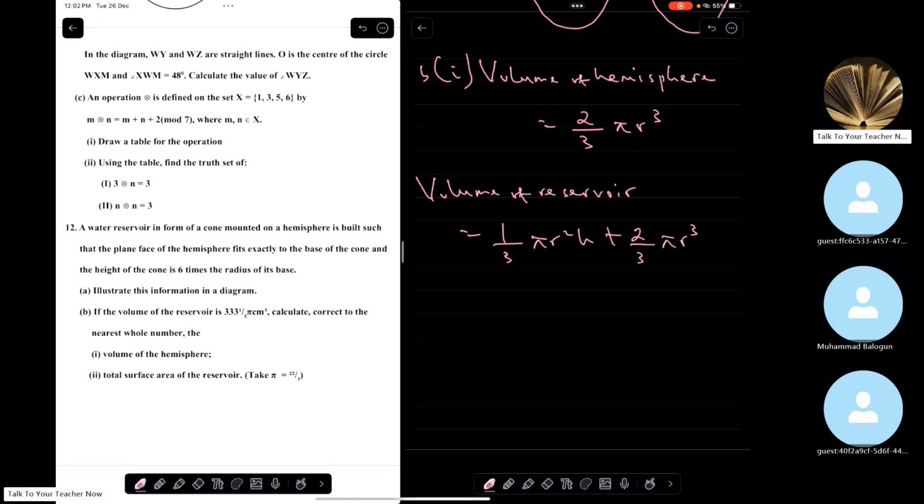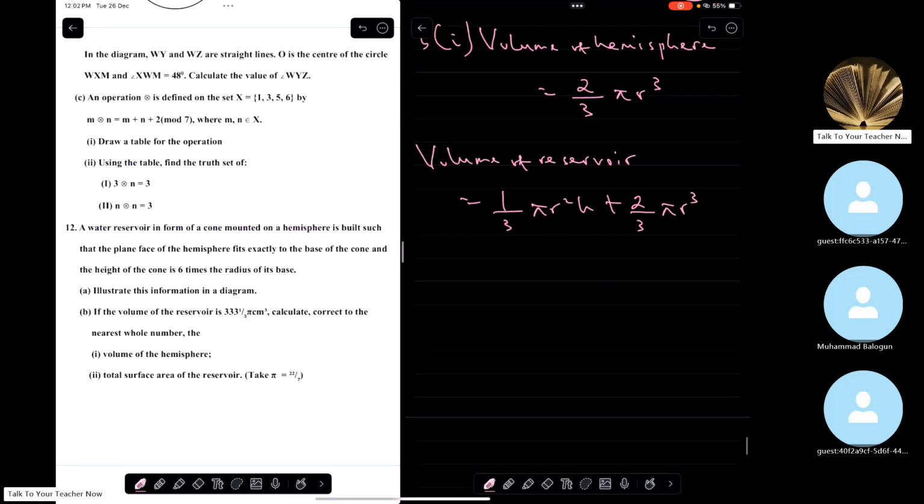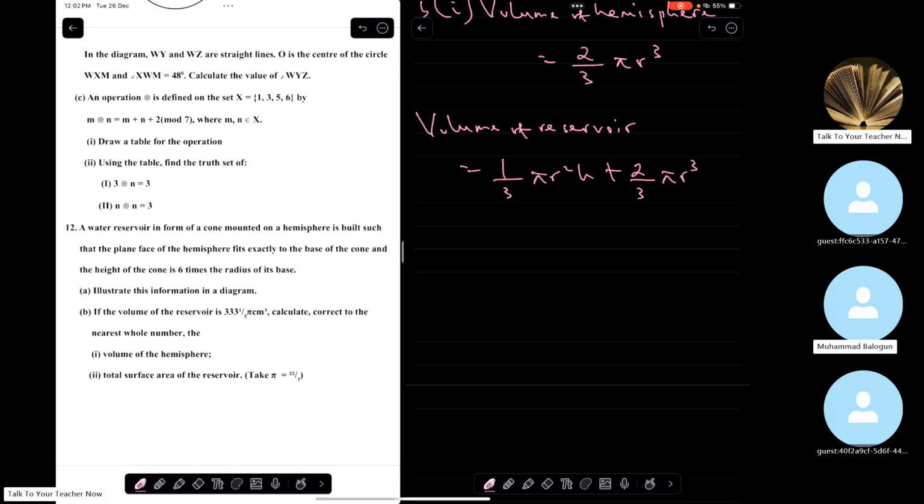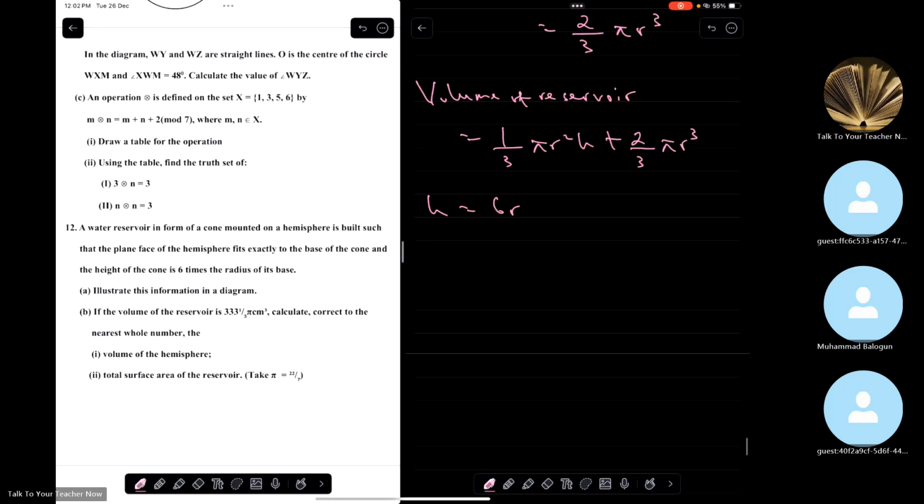Ajara, please take note again. The volume of the reservoir is the volume of the cone plus the volume of the hemisphere. Can you say that? So now, what do you think we need here? They said that volume is 33 1 over 3, blah blah blah. I need to find the radius. Let's find the height. Height of cone is what? 6 times the radius of the cone. Can you say that?